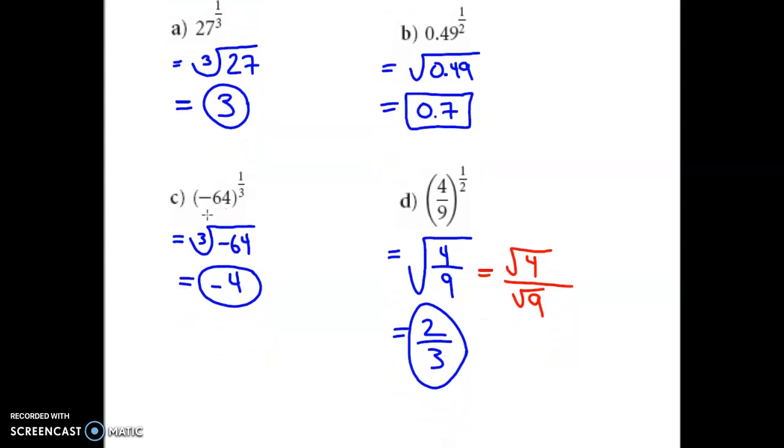So rational numbers can be negative too, right? So we just put that in our calculator. So the 3 becomes our index. So a cube root of negative 64. So you're going to get negative 4.